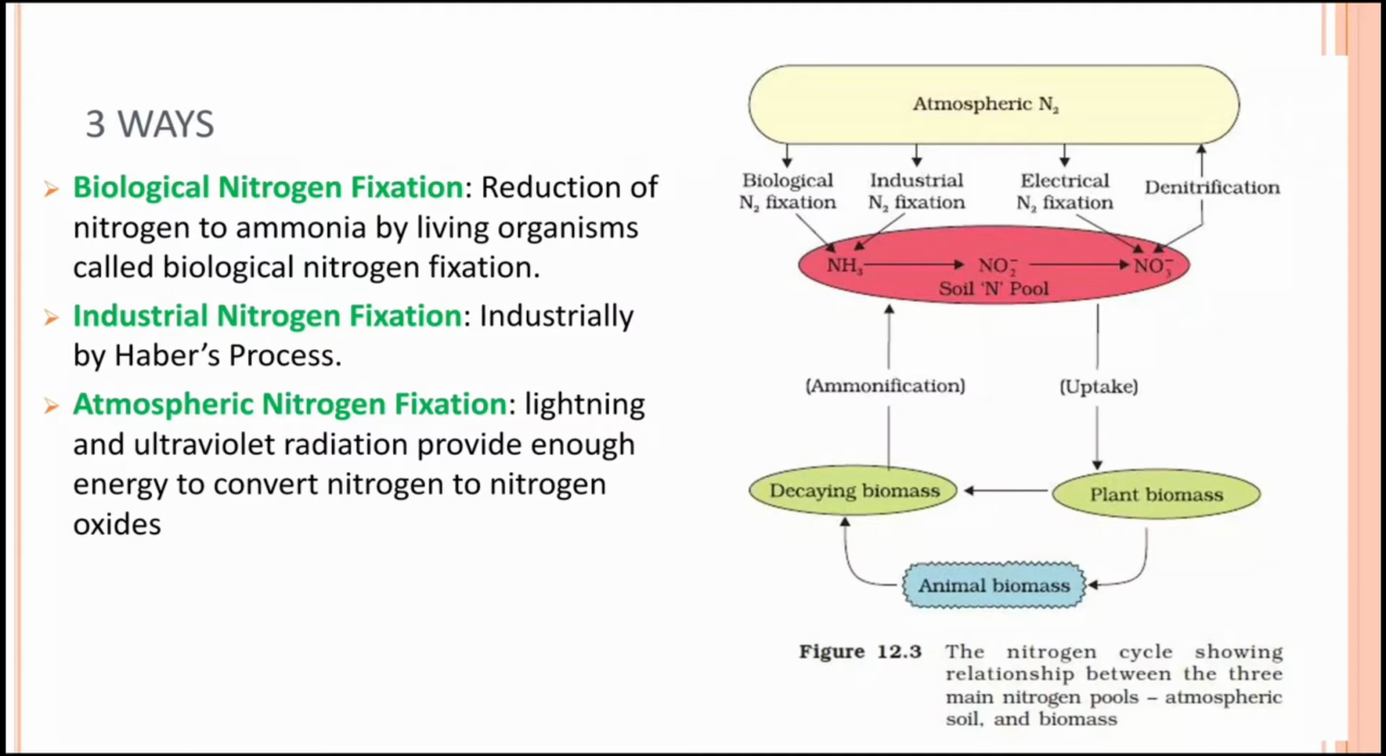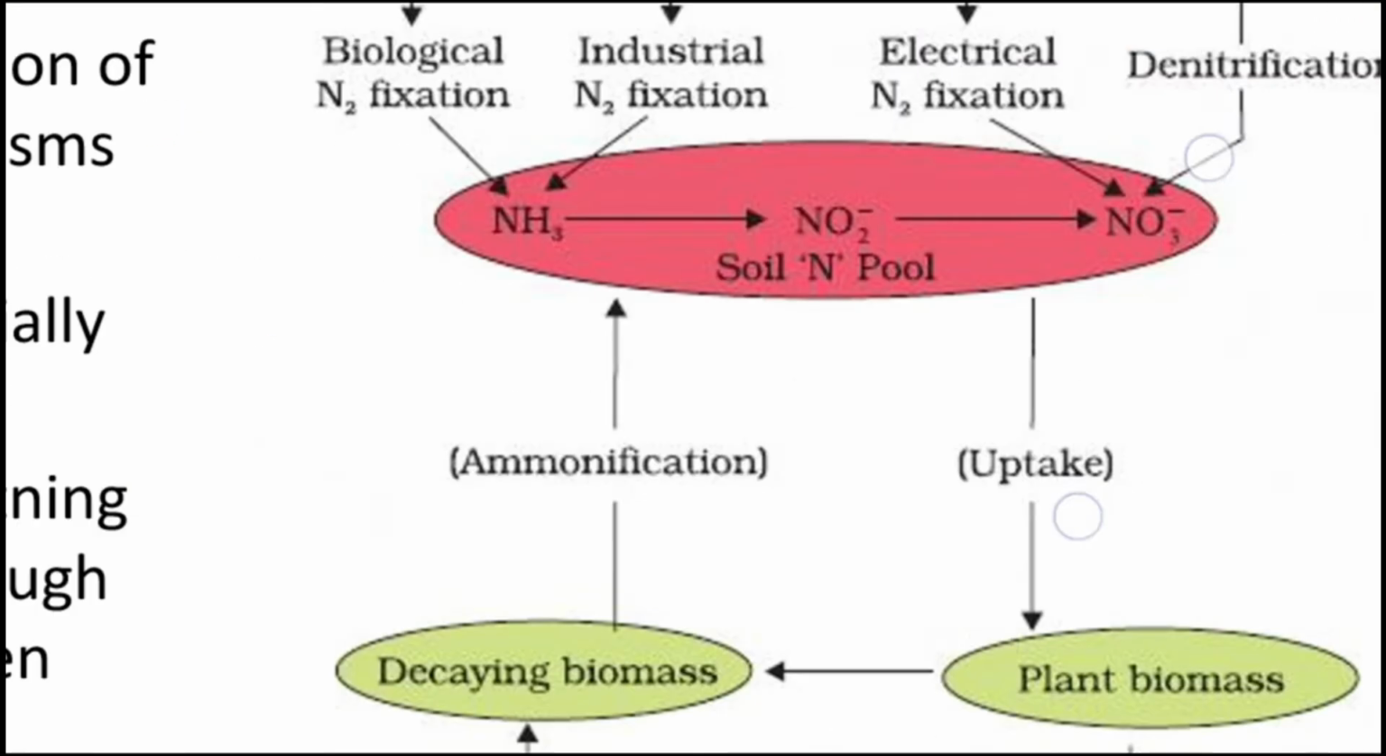Bio means life, so in biological nitrogen fixation, it is the living organisms which are converting nitrogen into ammonia. In industrial nitrogen fixation, the fixation takes place with the help of industrial processes like Haber's process. In atmospheric nitrogen fixation, also known as electrical nitrogen fixation, the energy provided by UV radiation and lightning is used to break down the nitrogen molecule, and this then reacts with atmospheric oxygen to directly give nitrates, which is NO3 minus.